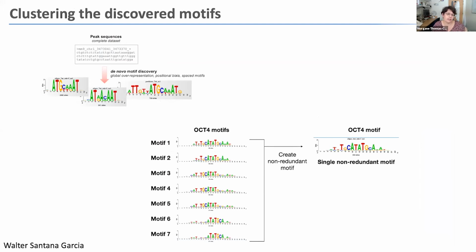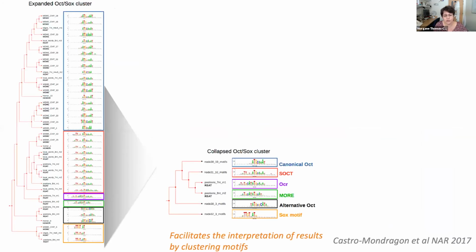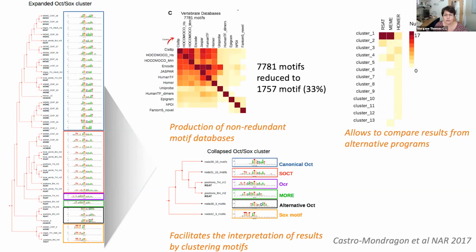So for the clustering, as I was saying, we output many motifs, and some of them are really similar. So we need to create a non-redundant list of motifs out of peak-motifs. And for that, we already have within RSAT a matrix clustering program, called matrix-clustering, developed by Jaime Castro-Montagon. This program works really fine. So here you have how it works. And we showed that it's really usable to facilitate the interpretation of results when you have lots of motifs, and you can easily collapse them and cluster them. So I will move on. The idea here is that the program is working really fine, but we still need to plug it inside the Motif tool so that it's completely seamless for the users.